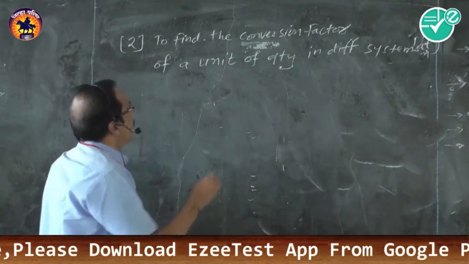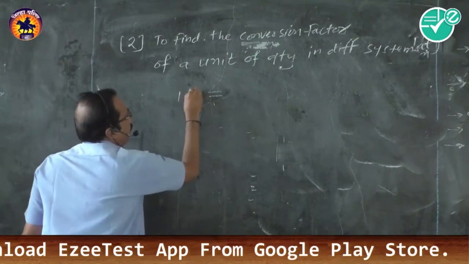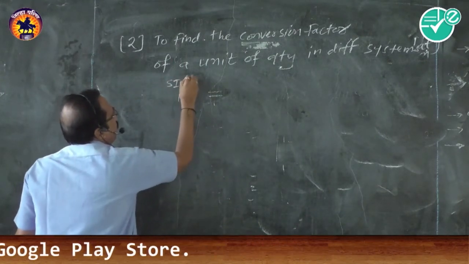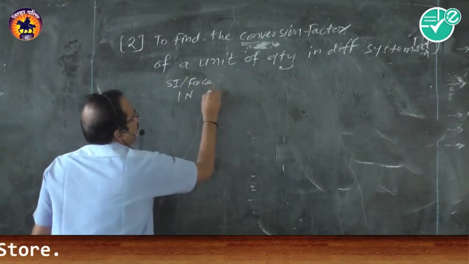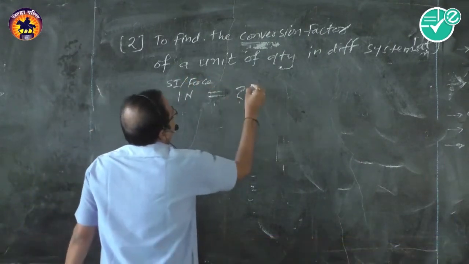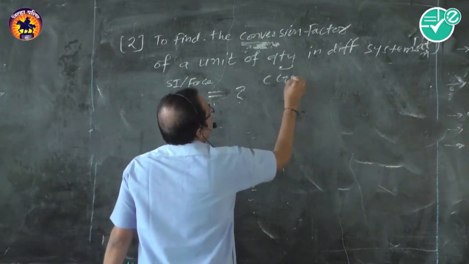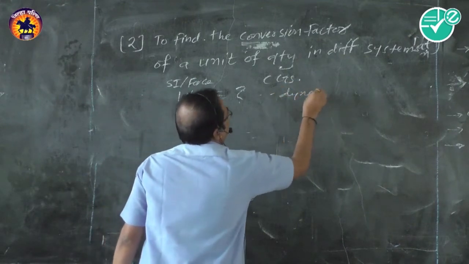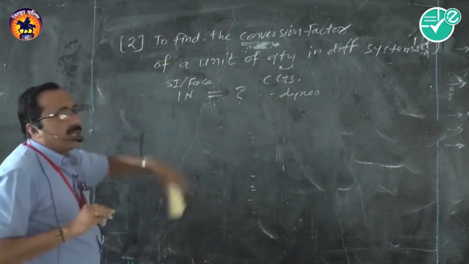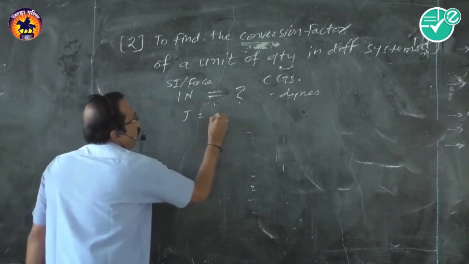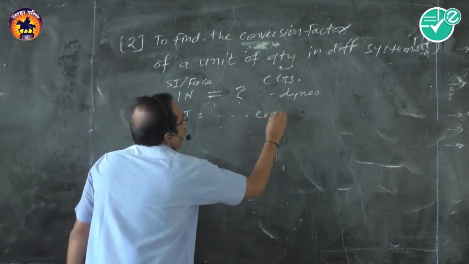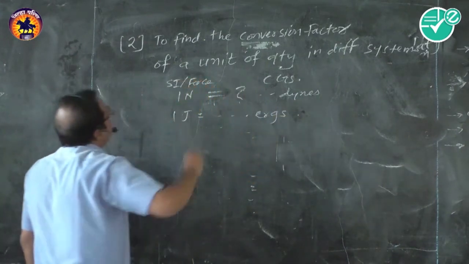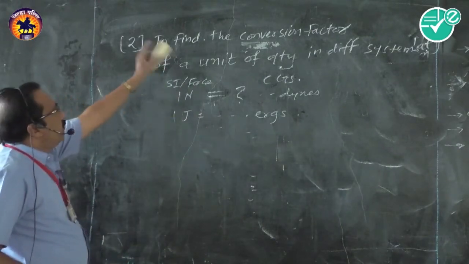For example, what is the conversion factor of 1 Newton? Newton, we know, is the SI unit of force. So what is the conversion factor of 1 Newton in the CGS system, centimeter gram system? We know that fact. So how many dynes are there? We can find it. Or 1 joule is equal to how many ergs, like that. Let us find it.